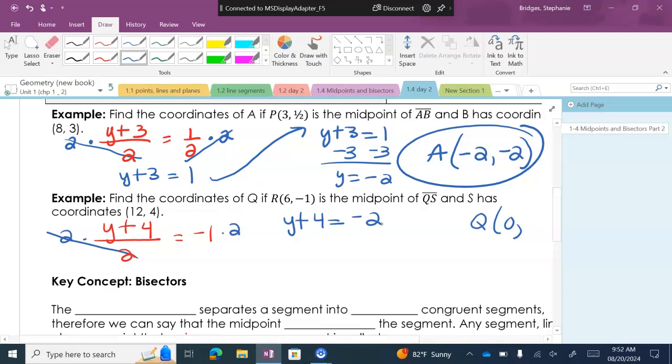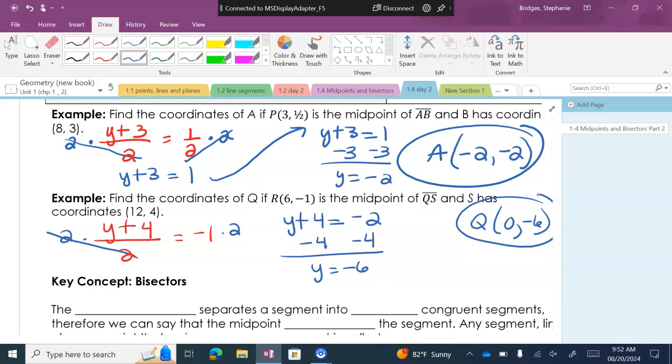And then what would I do? Subtract. And so the Y value. So my answer, the ordered pair for Q, is going to be 0, -6. Okay, so this is the concept when it gives you one endpoint and a midpoint, and you're looking for the other endpoint. If I give you both endpoints, it's just add, divide by 2. But if you're missing one of your endpoints, you're going to have to work backwards.